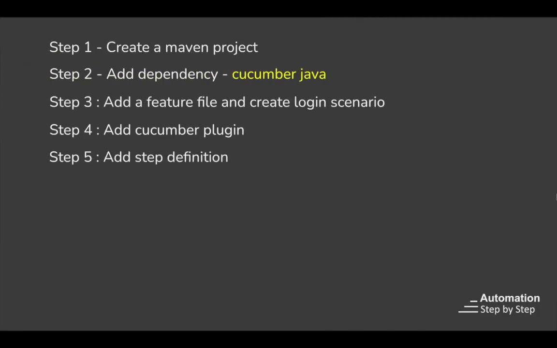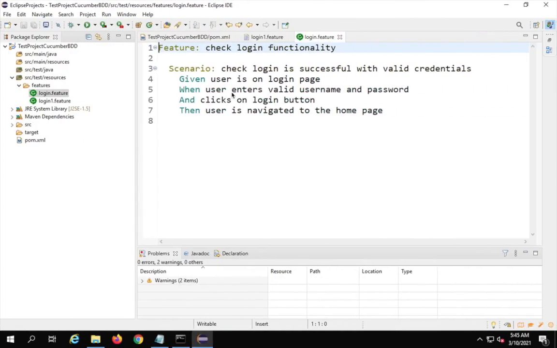Now step number 5 is we have to add step definition, and step definition is the code or the steps that will back these statements. So when I say given user is on login page, what exactly should be the step? That is, the user or the control should navigate to a browser and navigate to the login page. All those steps we write in a step definition file. And for that, let me first just run it and check.